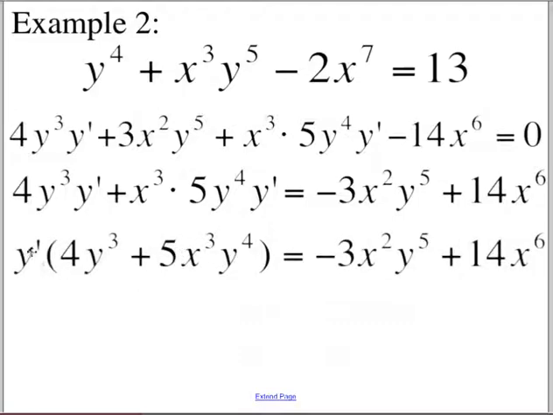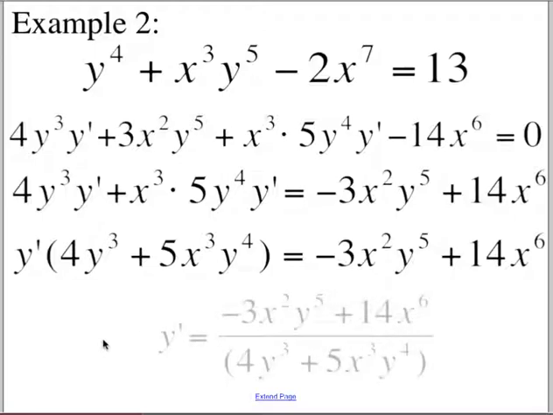The last thing to get y prime by itself is to divide. And so then this is our derivative. This is called implicit differentiation because we can't get y by itself explicitly before we do the derivative, but we can get y prime by itself at the very end.